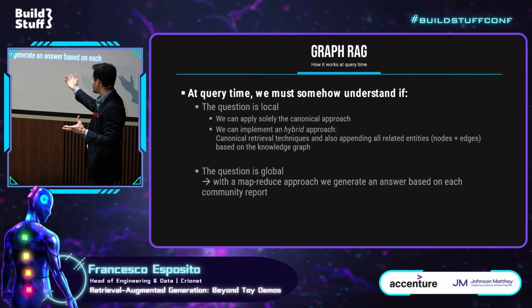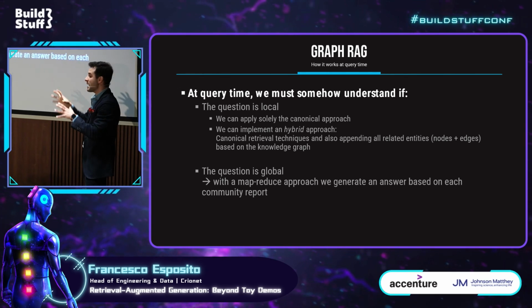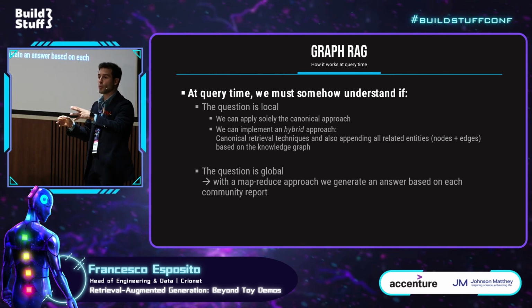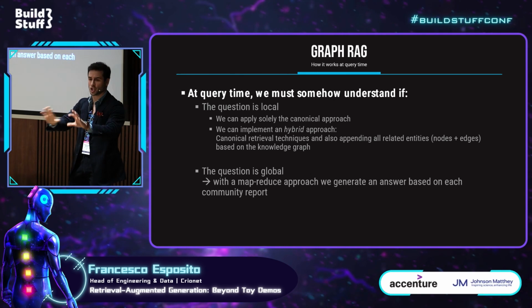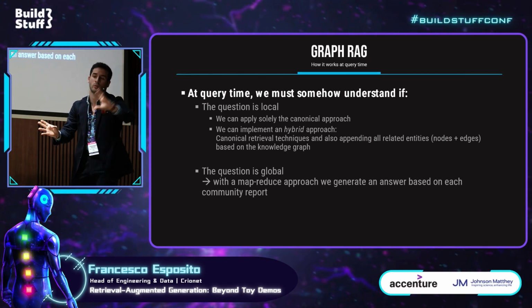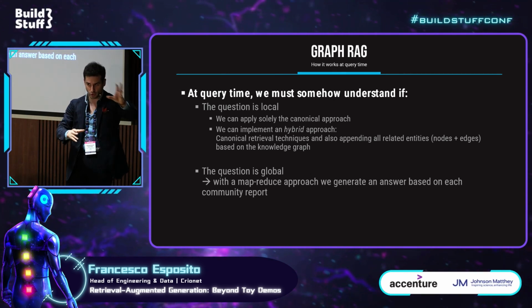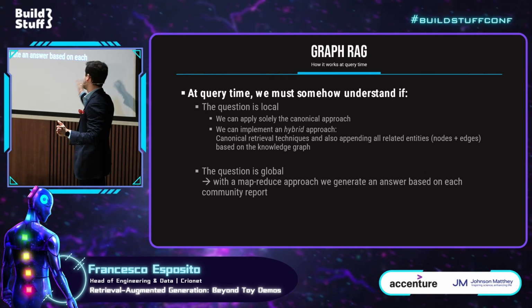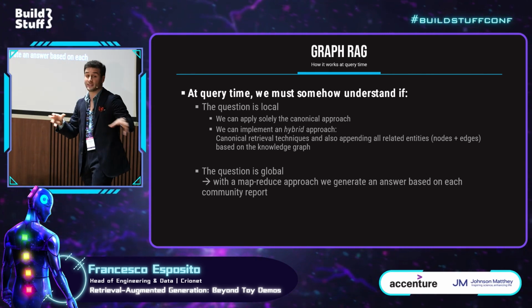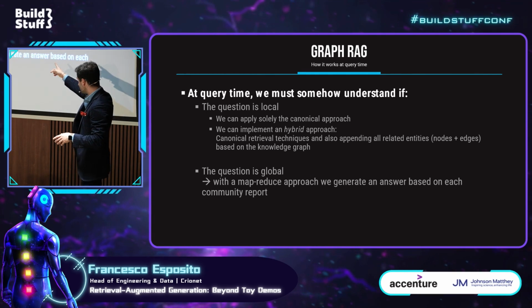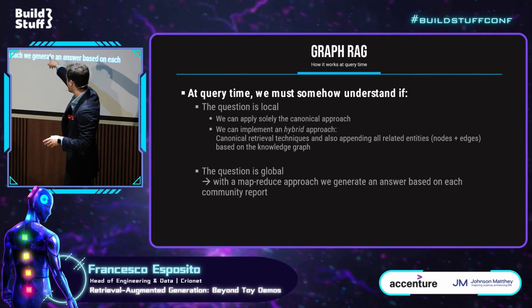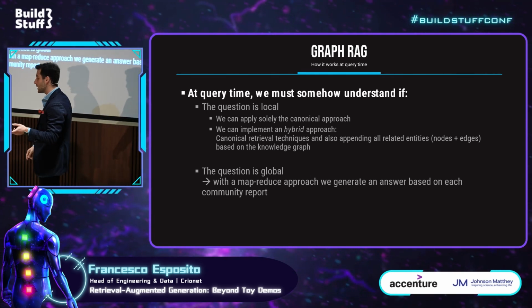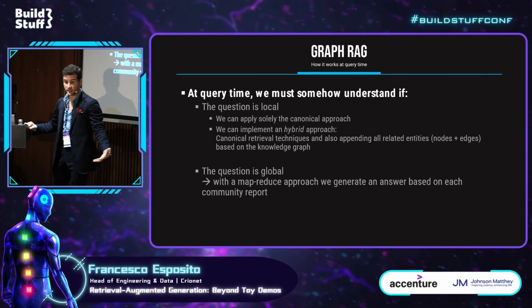In some cases, we might need to implement a hybrid approach. So we might need to retrieve similar chunks, similar with respect to the user question, and related entities, so nodes and edges, based on the knowledge graph. One concrete example of this approach is when you're dealing with code.